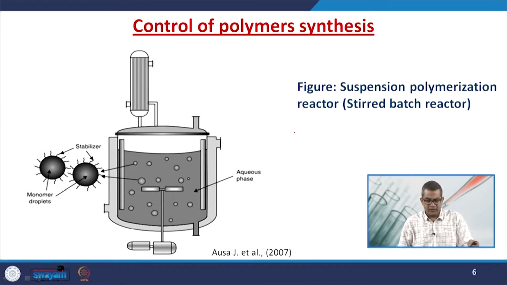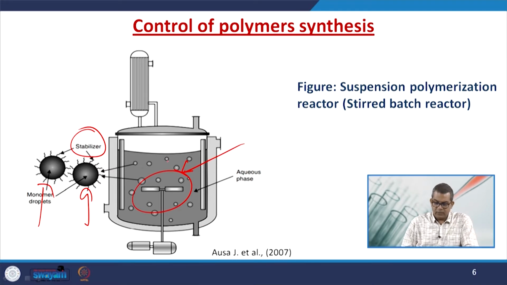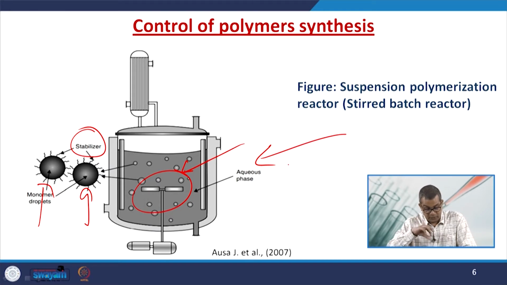Now, this is the suspension polymerization reactor. You can see here, this is the aqueous phase, and these are the monomer droplets, with the help of a certain stabilizer and stirrer. So, this is the stirred type of batch reactor, and this type of approach is very common for the synthesis of polymeric beads. And these polymeric beads are usually cross-linked polystyrene beads.